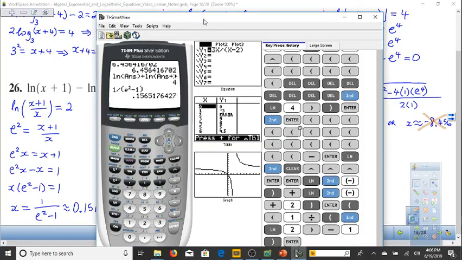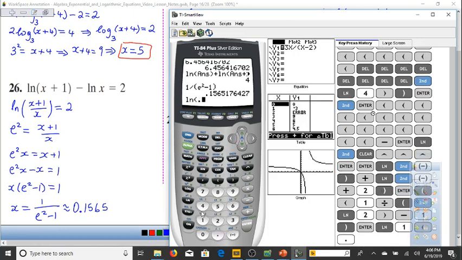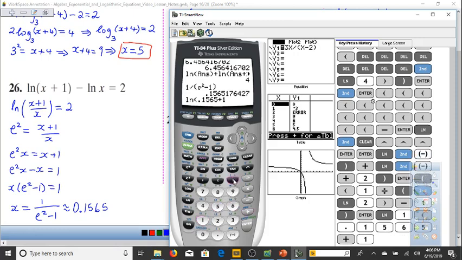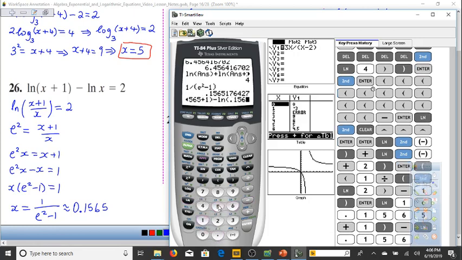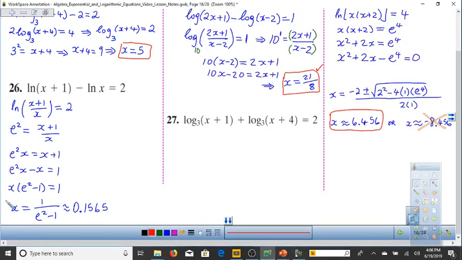And all we have to do is just check to see if our answer makes sense. ln of 0.1565 plus 1 minus ln of 0.1565. And this is not going to be exactly 2 if it's correct. It's just going to be a close number because of the rounding. So that's our answer for that question right there. Let's use a little algebra rules there.